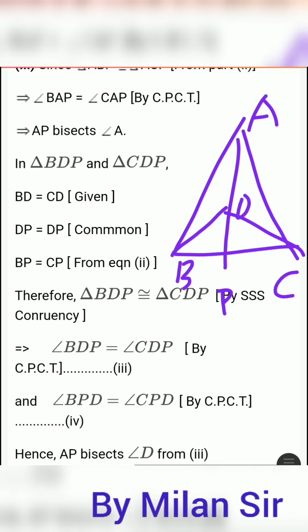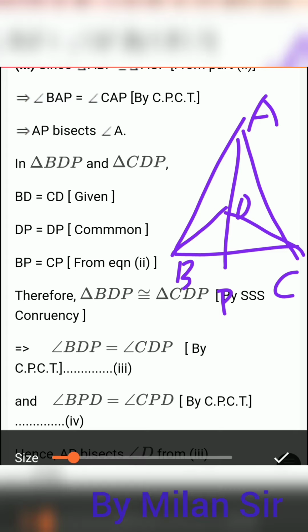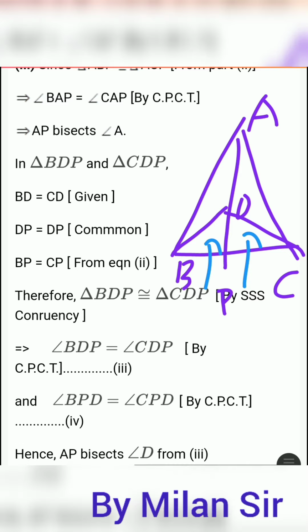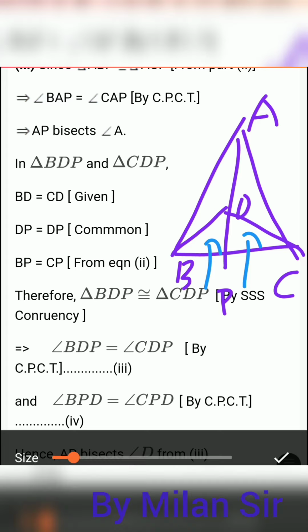Now in triangle BDP and CDP, in these two triangles, BD is equal to CD. Why? Because it is given in the question that BDC is an isosceles triangle. If it is an isosceles triangle, then BD is equal to CD. Then DP is a common side in both triangles.